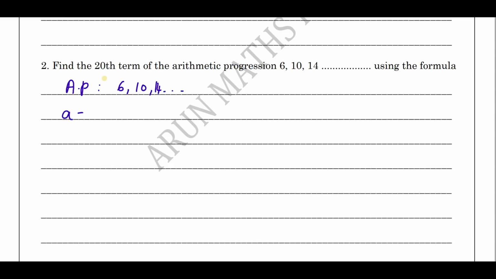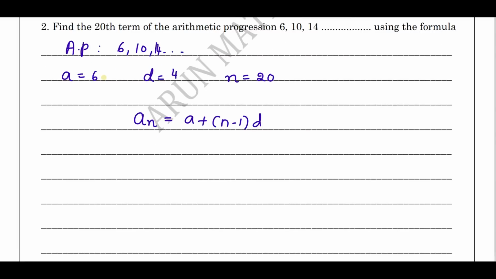Now what is the first term? a equals 6, d equals what? a2 minus a1, that is 10 minus 6 is 4, and n is 20. We need to find out the 20th term. Sum of 20 terms is different, the nth term, that is the 20th term, is different. Here the formula to find out the nth term is an equals a plus n minus 1 into d. So know the difference between finding the sum and finding the nth term.